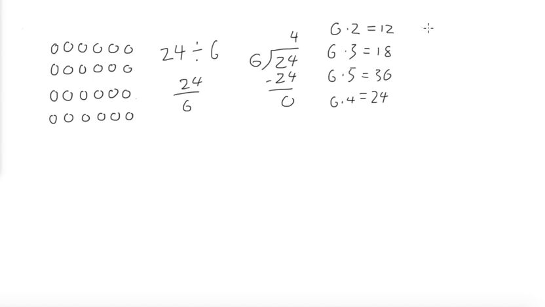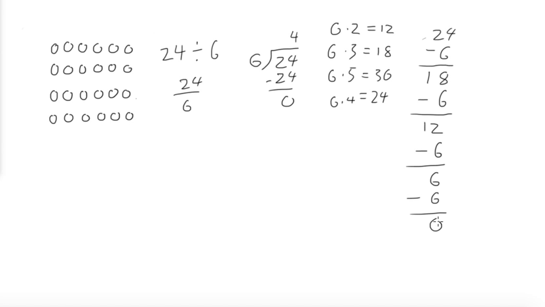You can do the exact reverse. So you could do 24 and you could minus 6. And that's going to equal 18. And then you minus 6 again, that's going to equal 12. And then you minus 6 again, and that's going to equal 6. And then you minus 6 again, and that's going to equal 0. And then what you do is you count up all the times you minus 6. Okay? And that is 1, 2, 3, 4. And that gives you the same answer as before.